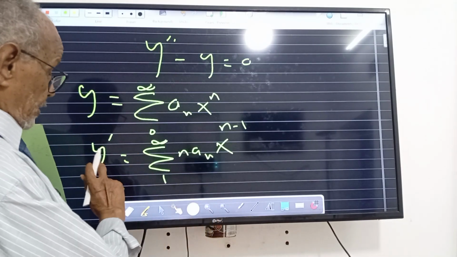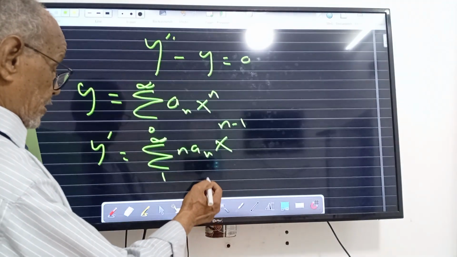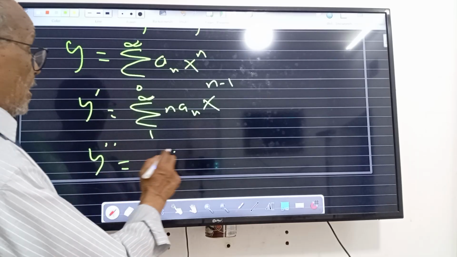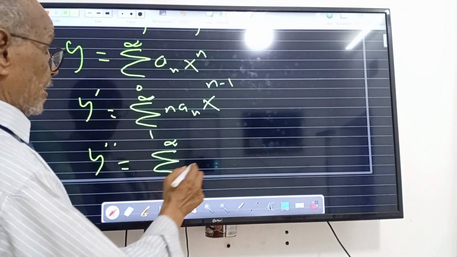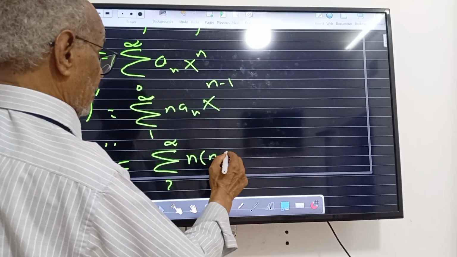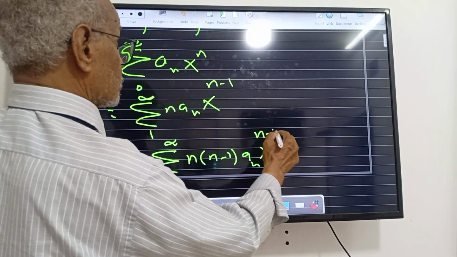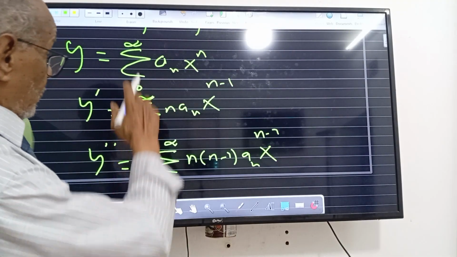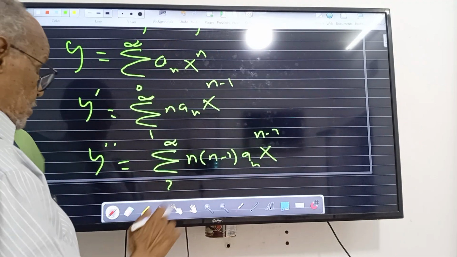And if we differentiate y prime, you will get y double prime, or the second derivative. y double prime equals sigma from 2 to infinity n multiplied by n minus 1 a n x to the power n minus 2. Okay? And our question is to prove that y double prime minus y equals 0.